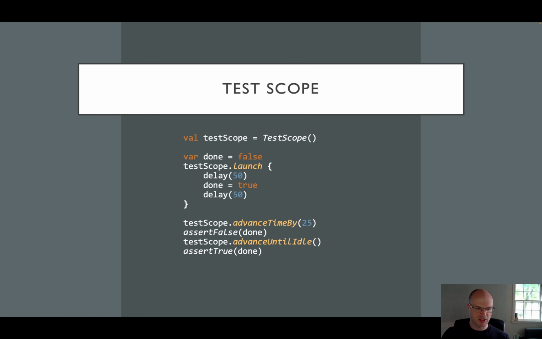You'll probably make a test scope. You'll maybe inject that test scope into an object and start calling stuff on it, and then you'll just use these advanced methods to test whatever you want.